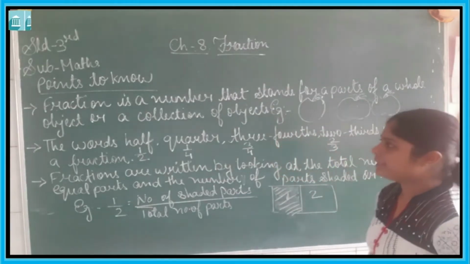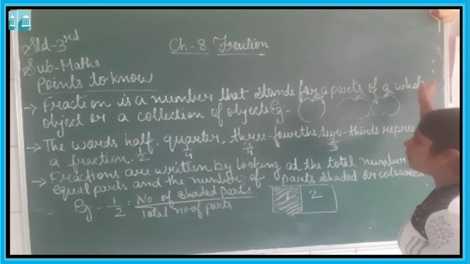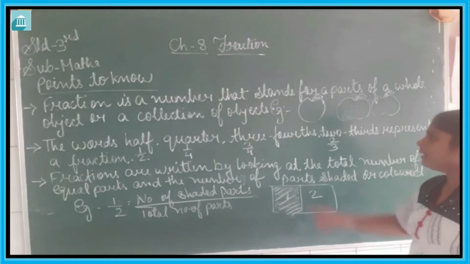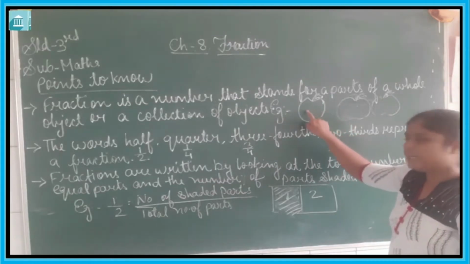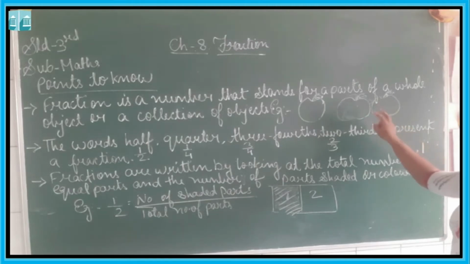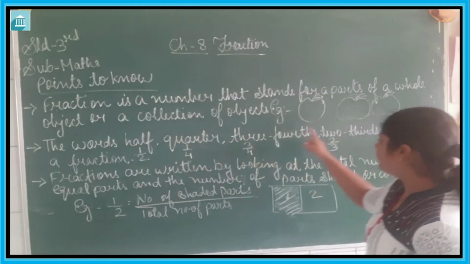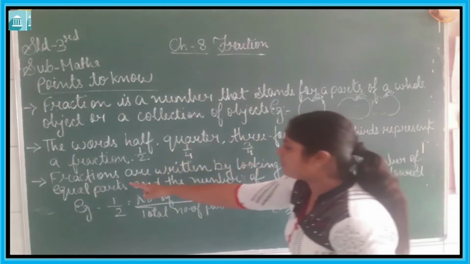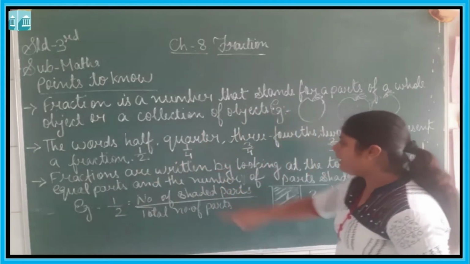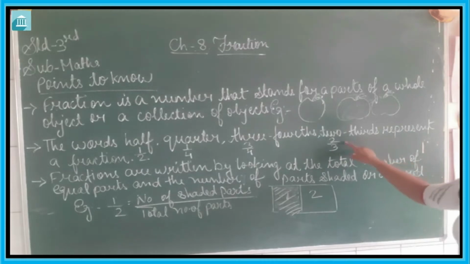The first point is that a fraction is a number that stands for a part of a whole object or a collection of objects. For example, this is one object, that is an apple. Here, a collection of objects, that is 2 apples. Now the words half, quarter, 3/4, 2/3 represent fractions. Half is written as 1/2, quarter is written as 1/4, 3/4 is written as 3/4, and 2/3 is written as 2/3.